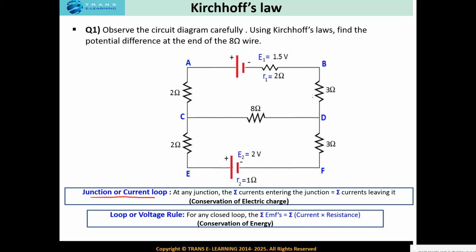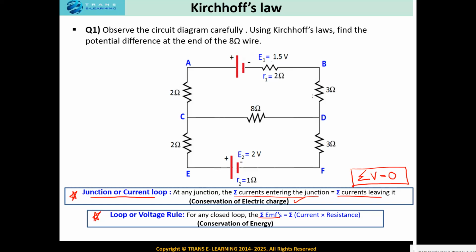The junction rule, or the current law, says that the total current entering the junction is equal to the total current leaving the junction. This is as per the conservation of electric charge. And the loop or voltage rule says that for a closed loop, the total EMF is equal to the sum of current into resistance, and the total potential difference across the full loop, the full circuit, is equal to 0. So we are going to use these two rules, along with the loop rule that I have explained earlier, to solve this question.